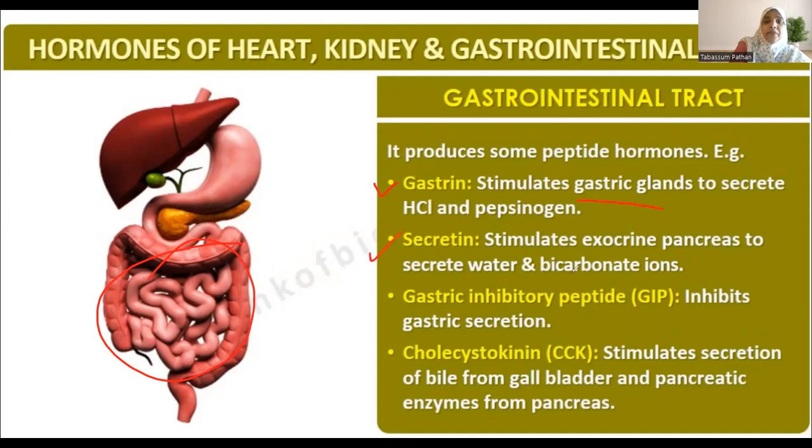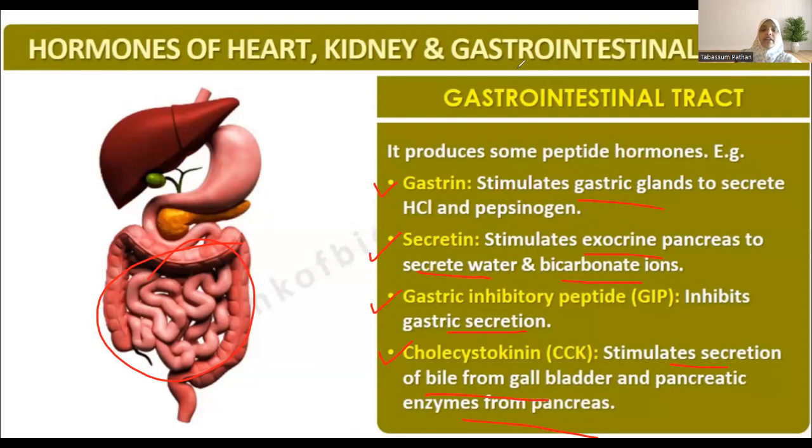Then secretin, it will stimulate the exocrine pancreas to secrete water and bicarbonate ions, again for digestion purpose. And then GIP, that is gastric inhibitory peptide. If too much gastric juice is secreted, then to stop that, GIP will come into function. And then CCK, that is cholecystokinin, which will stimulate the secretion of bile from the gallbladder and pancreatic enzymes from the pancreas. This is again required for the digestion process.